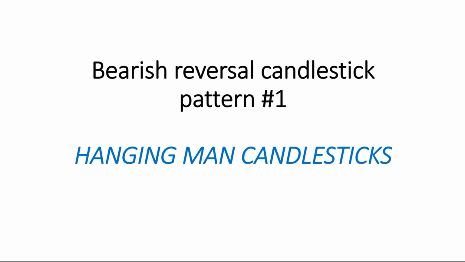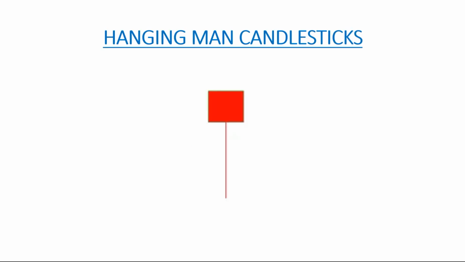Now let's start with our first pattern, the Hanging Man candlestick. The Hanging Man is a single candlestick pattern formed at the end of an uptrend, signaling a bearish reversal. It is a bearish candle with a small body, and the wick at the top should be small as well, or no wick at all. The lower wick is much longer, and it should be more than twice as long as the body's size.